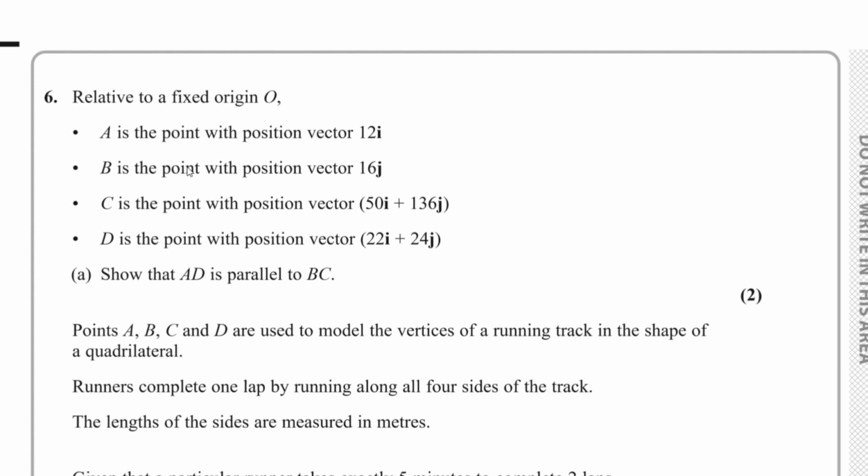Question number 6. Relative to a fixed origin O, A is the point with position vector 12i, B is the point with position vector 16j, C is the point with position vector 50i plus 136j, D is the point with position vector 22i plus 24j. Part A, show that AD is parallel to BC.